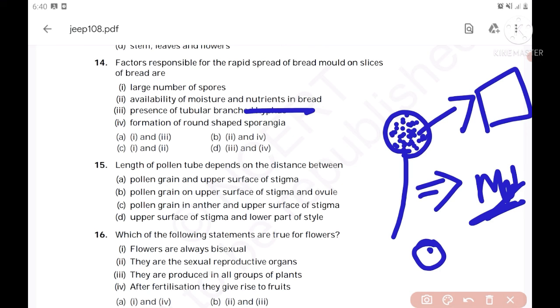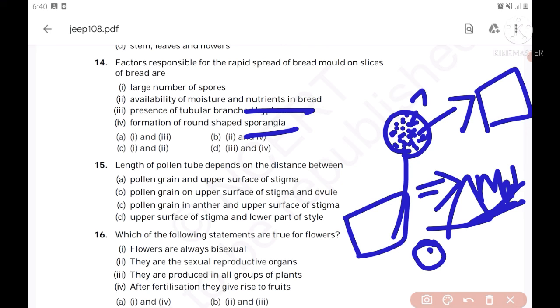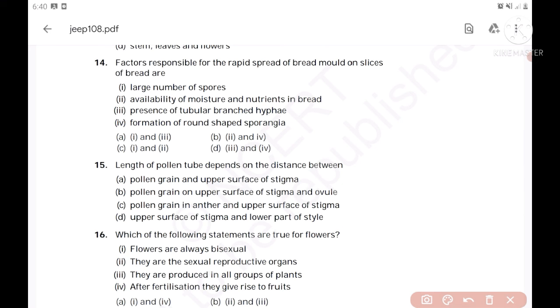So there are a large number of spores. That is the main reason why it is spreading rapidly. And next is the moisture. That is a favorable condition, and you have nutrition, what more is required. And the shape of a spirogyra, it doesn't matter really if it was a square or rectangle also. Next, branched hyphae, it is not even playing a role in it. So the answer is the large number of spores and availability of moisture and nutrients. That is nothing but C, 1 and 2.